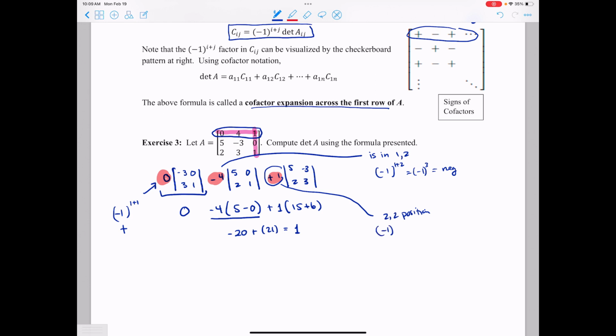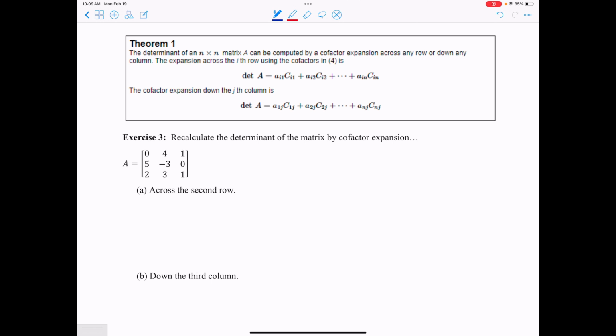So it's negative 1 to the 2 plus 2, which is negative 1 to the fourth, which is positive. So that's where those signs can come from. One of the great things about cofactor expansion is that it can be done about any row or column. So I'm going to find the determinant using the second row and the third column. So let's first start with the second row.